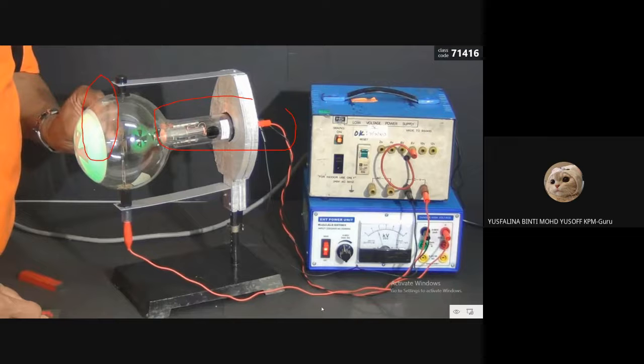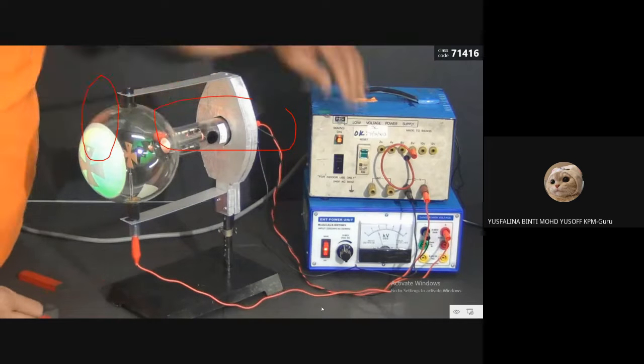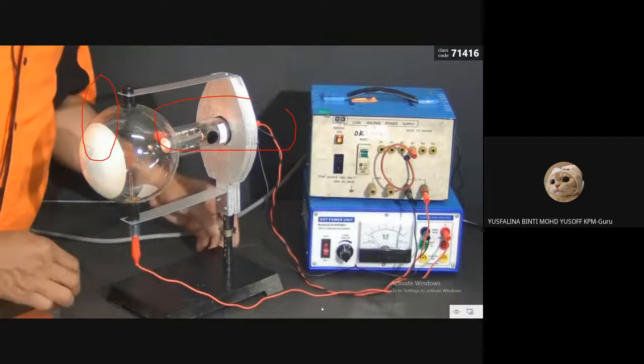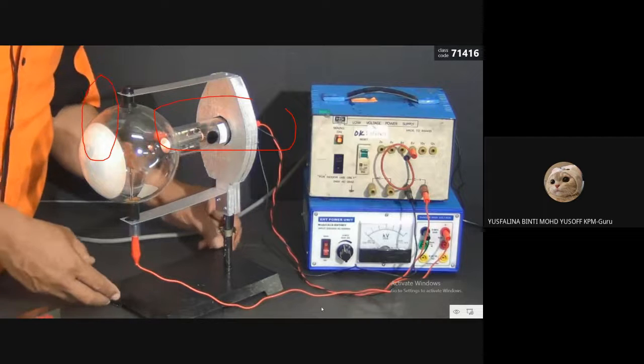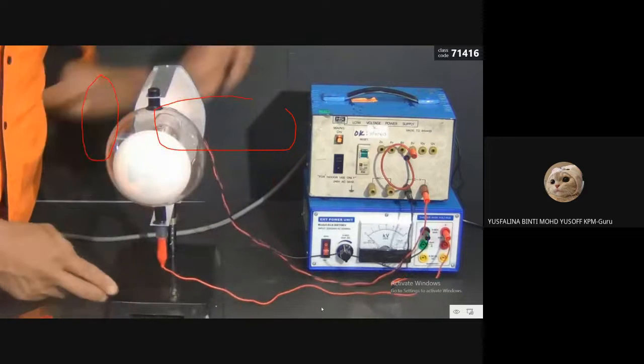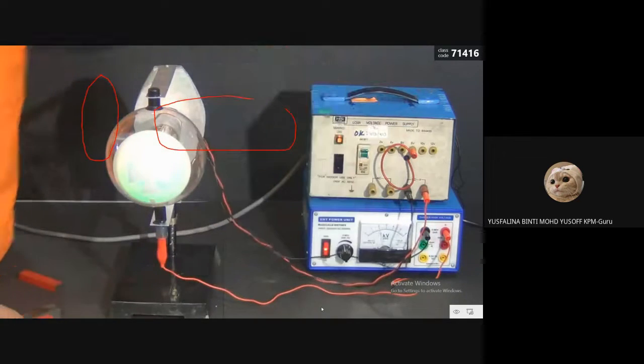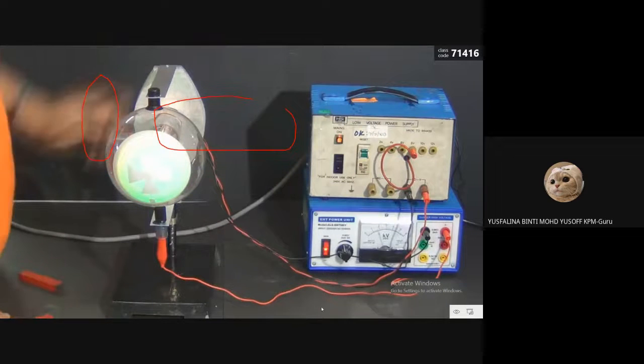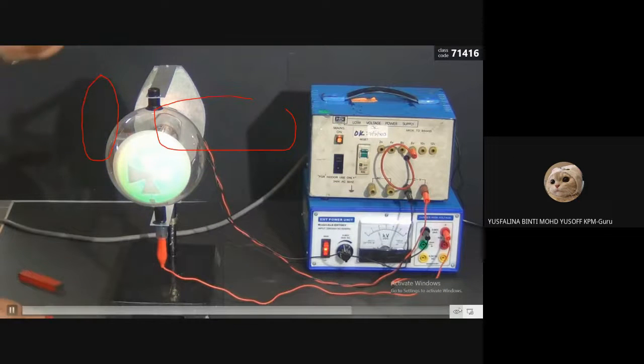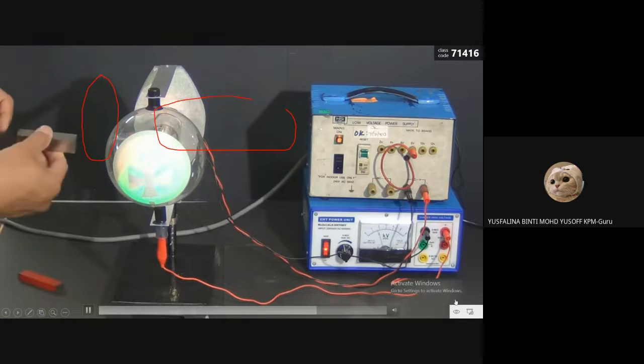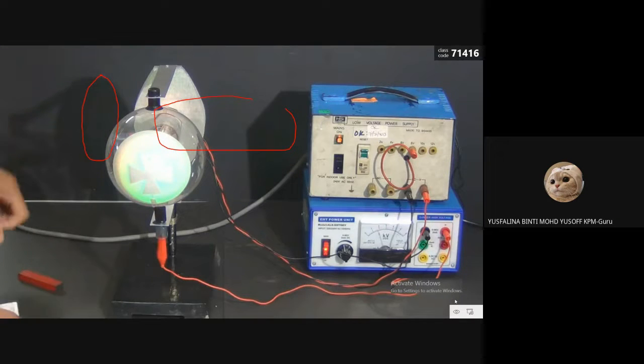We look at the cross. There is a current leakage here. When we put a magnet, it will move downward.